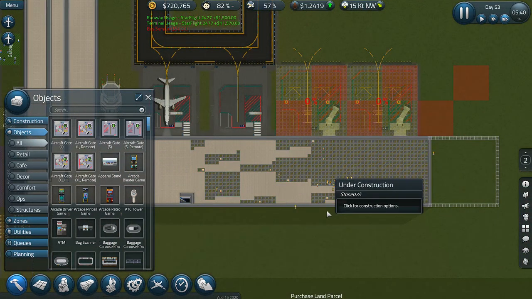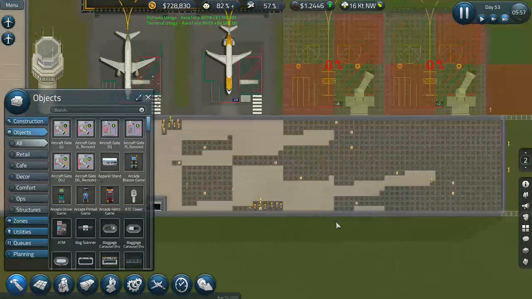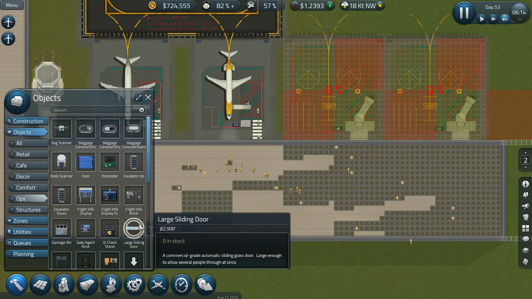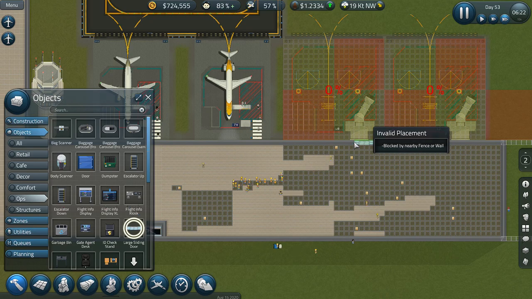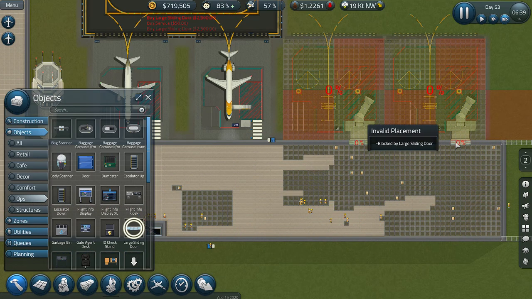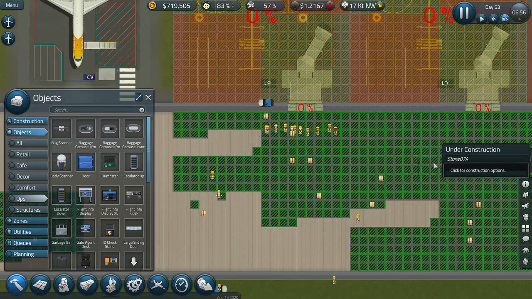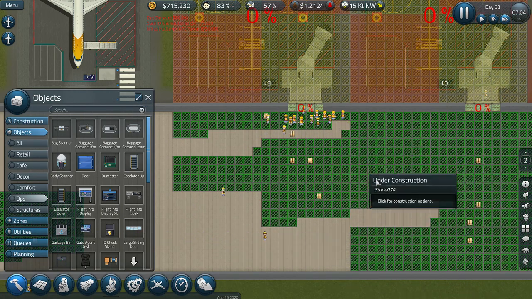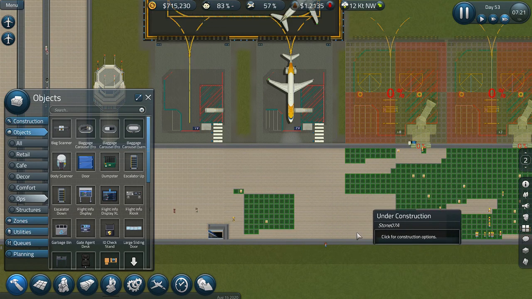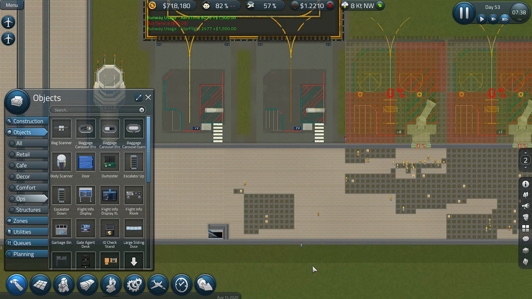So, up here, what we want to do on the second floor is we want to grab a large sliding door and put that down right there in front of each of the access doors. Unfortunately, we can't put anything else down because they're still working on the flooring. So, let me get that done, and I'll bring it right back.